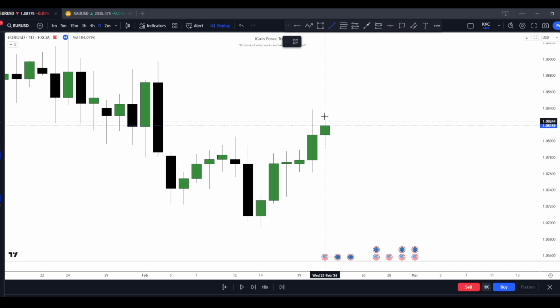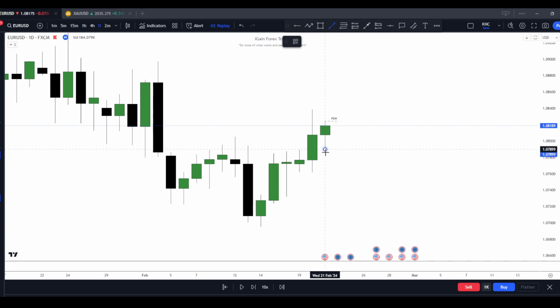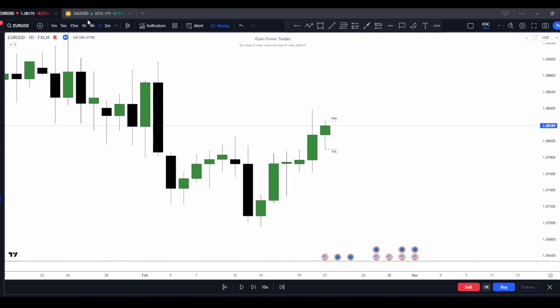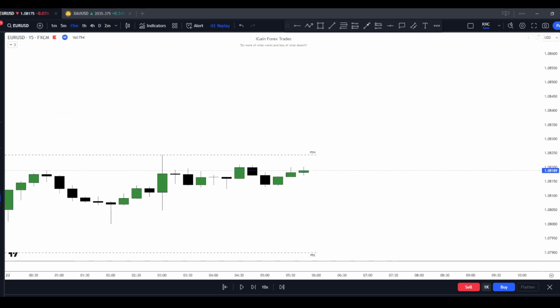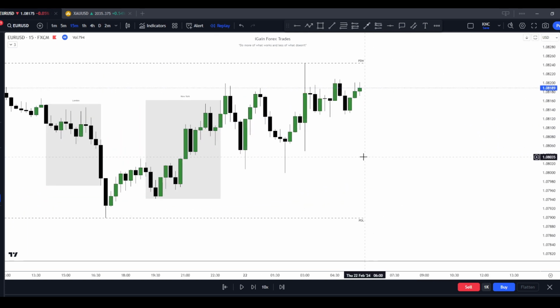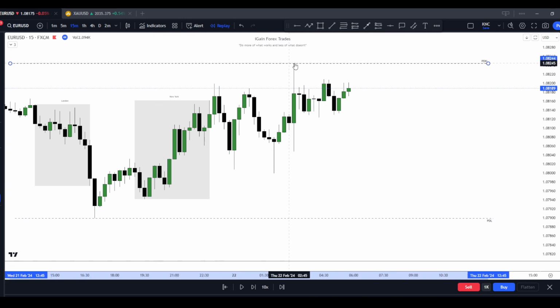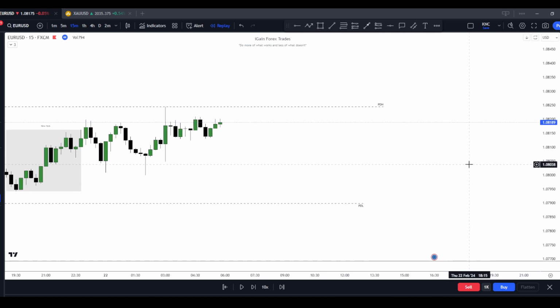So first thing we do again, we mark this previous day high. And then we mark this previous day low. And then we go to the 15-minute time frame since we are doing intraday so that we could see what is happening on each session. So here we go, guys. We can see this previous day low, and then this previous day high. So let's see what will happen on the Asia session.